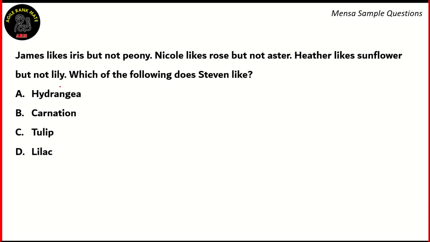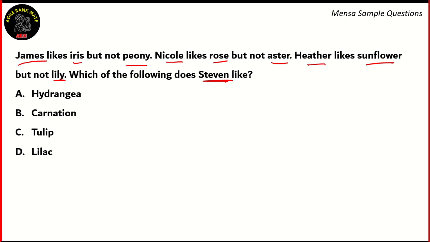Let's look at another question. James likes Iris, but not peony. Nicole likes Rose, but not Asta. Heather likes sunflower, but not lily. Which of the following does Stephen like? And you have 4 options given: hydrangea, carnation, tulip, lilac. Now, at the surface, there isn't any correlation between what the others like and what Stephen likes.